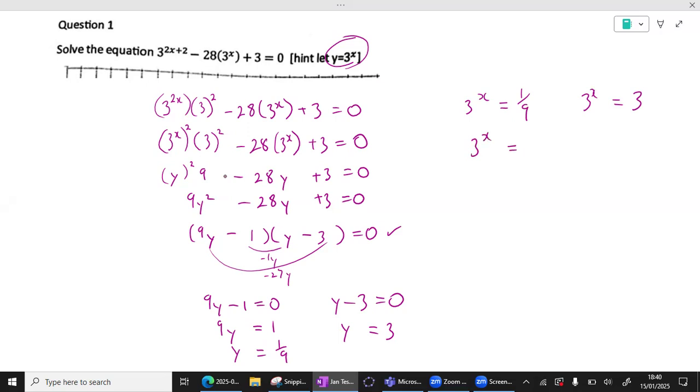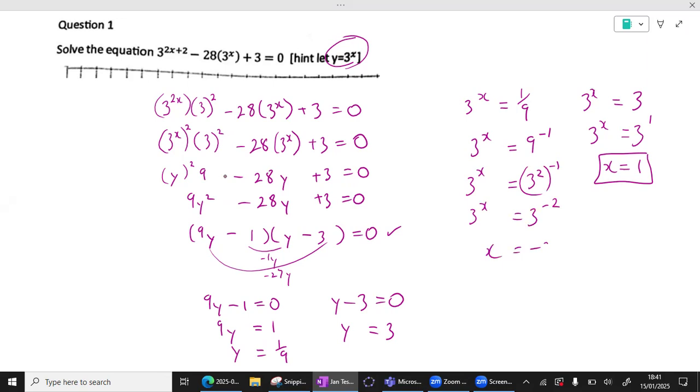So that becomes 9 to the power of minus 1. This becomes, well, this is basically done for us because that's automatically 1. Over here, we would change 9 into 3 squared. And that becomes this. So now this is kind of junior cycle stuff.